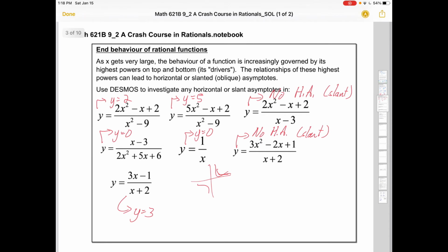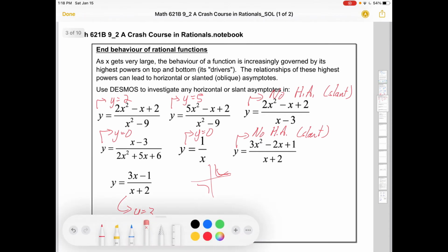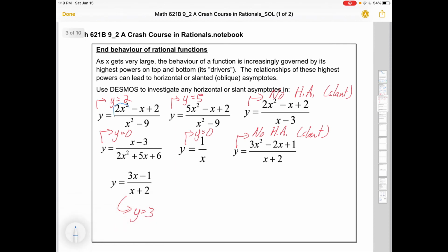So basically we have 3 categories. We have y equals a non-zero number, y equals 0, and a slant asymptote. You could pause and think about what they have in common. But I'm going to mention that all the ones where it's non-zero have equal powers on top and bottom. As we head out to the far right and far left, they're the only parts of the expressions that make a difference. Essentially you can just divide them out and you get your asymptote.